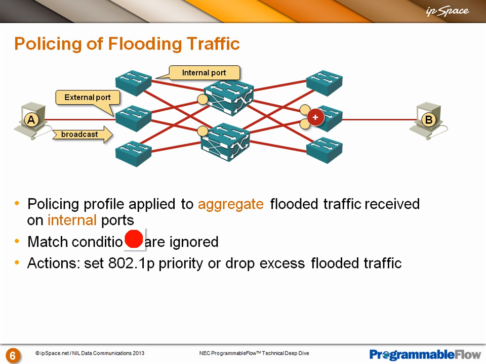The match conditions are ignored, so we are only interested in flooded traffic. And we can either set a priority or drop it. So these are the two options. And by the way, this only works on the edge switches on PF5240s, even though in theory this would be the internal ports where you could do the flooding policing. You cannot do it if you use 5820s as the core switches.